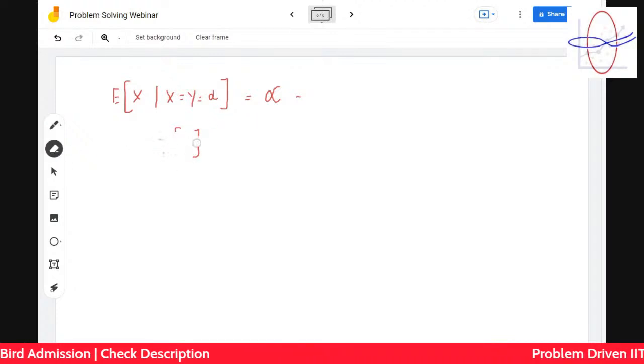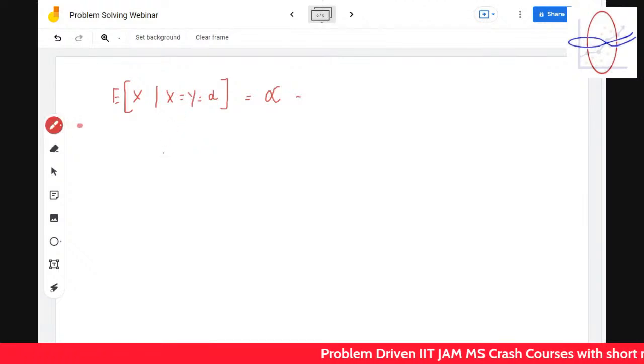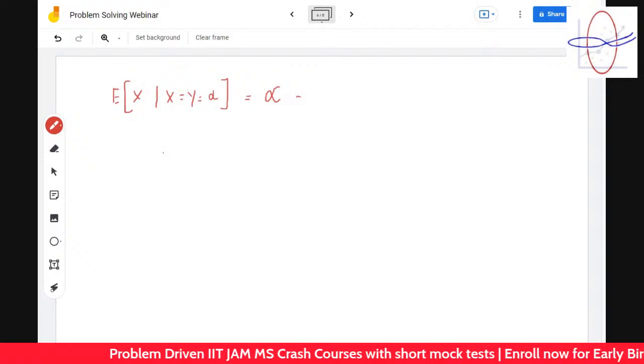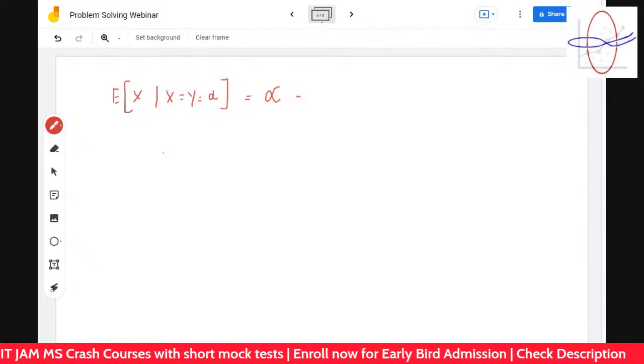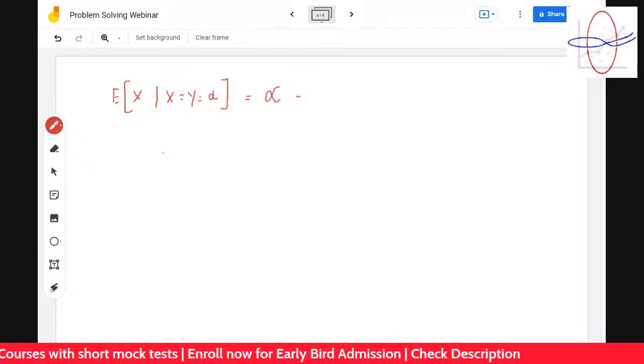Are you getting the idea? In some sense, when you're fixing this x is equal to y, we are saying that actually x is behaving like only y. Like x is actually equivalent to y. How can you mathematically show that?